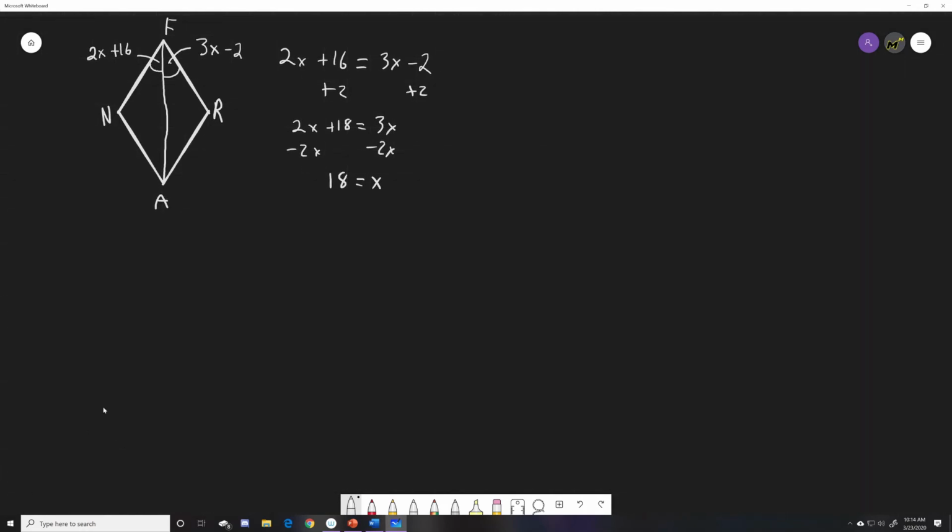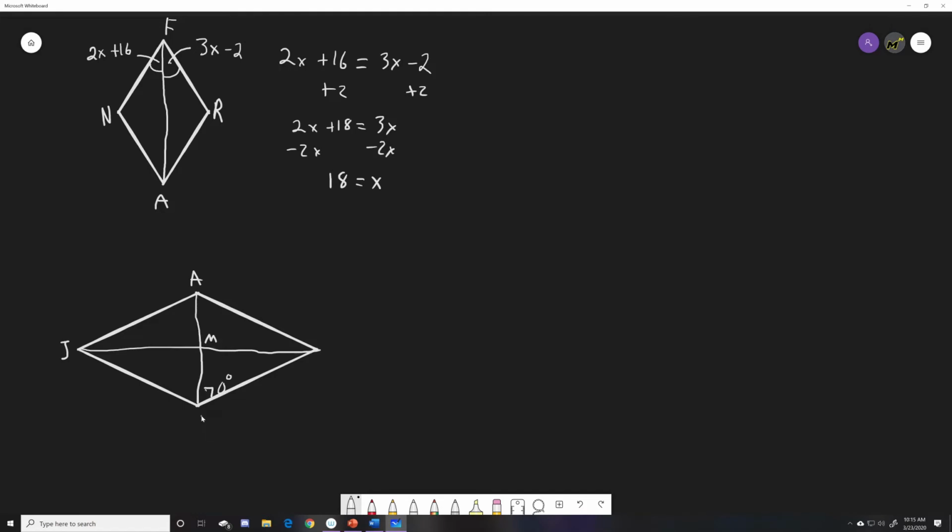So let's say we had a rhombus, and we'll draw the diagonals. And we know this angle to be 70 degrees. Let's say we had to find, here, let's call this one James. So M right there, ES.